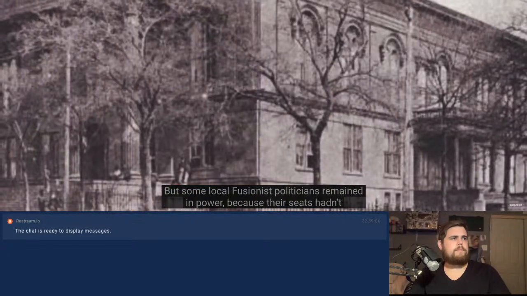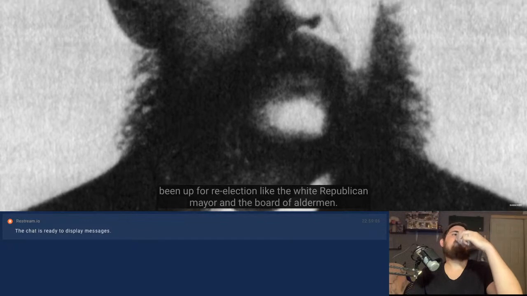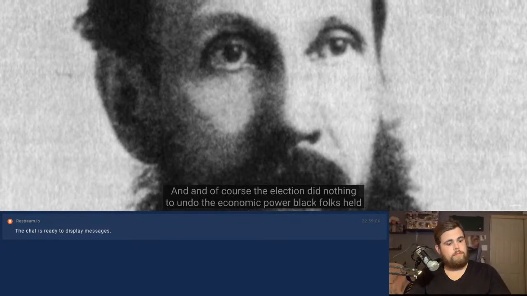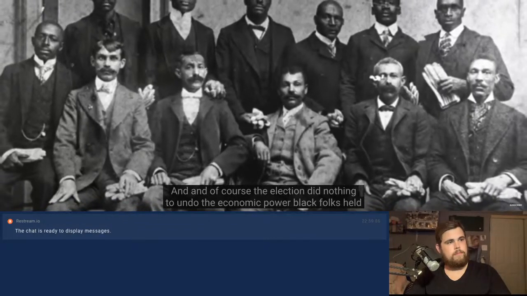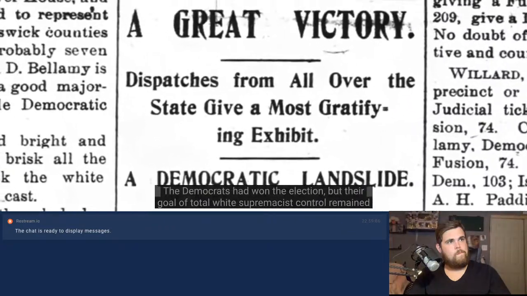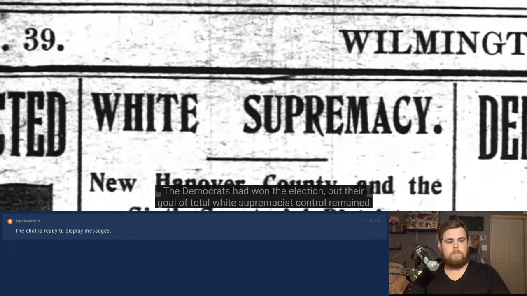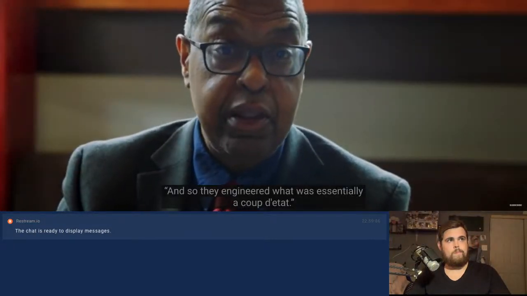But some local fusionist politicians remained in power because their seats hadn't been up for re-election, like the white Republican mayor and the Board of Aldermen. And of course, the election did nothing to undo the economic power black folks held in the city. The Democrats had won the election, but their goal of total white supremacist control remained out of reach. And so they engineered what was essentially a coup d'etat.